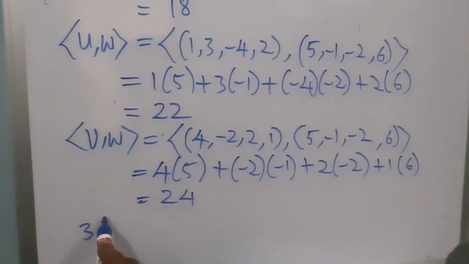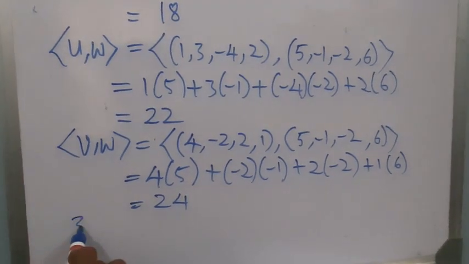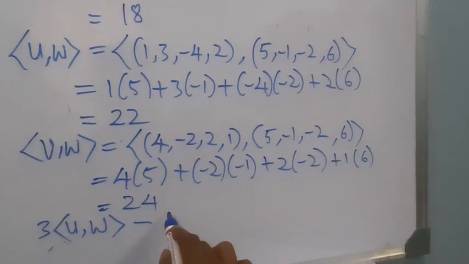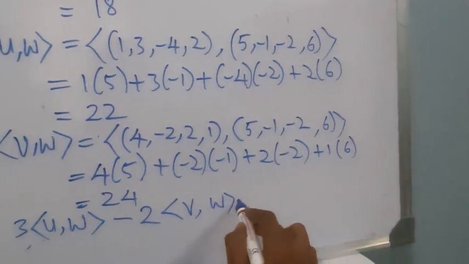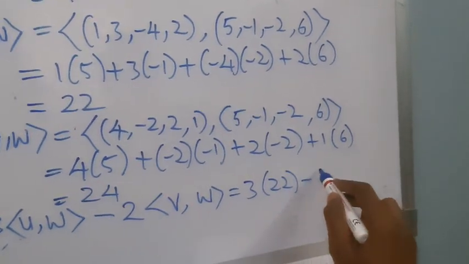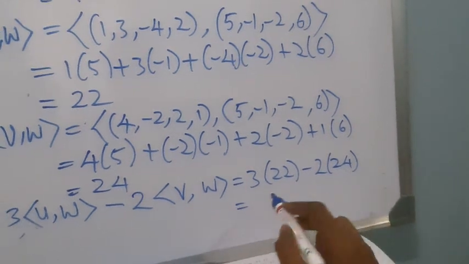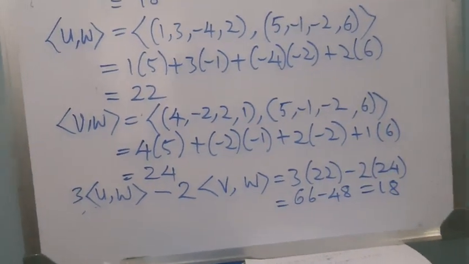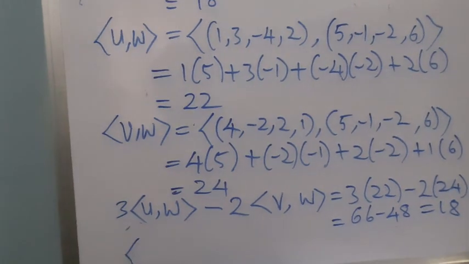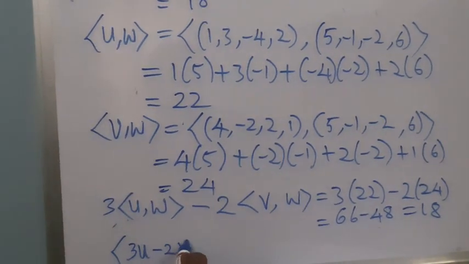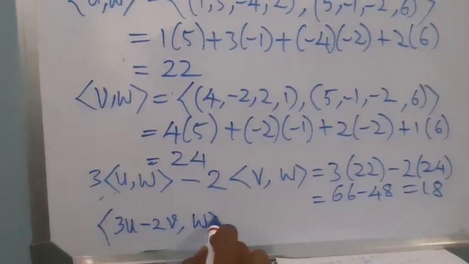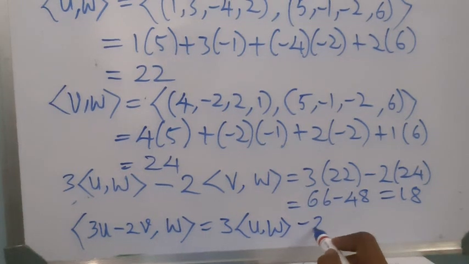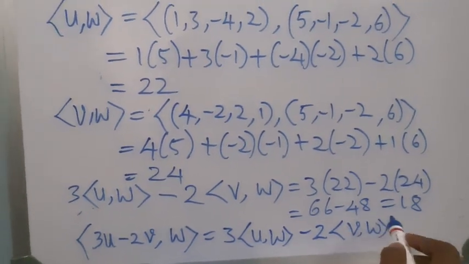So 3 times inner product of u, w minus 2 times inner product of v, w, this will be 3 into 22 minus 2 into 24, which is 66 minus 48, which is 18. So we have proved that inner product of 3u minus 2v with w is equal to 3 times inner product of u, w minus 2 times inner product of v, w.